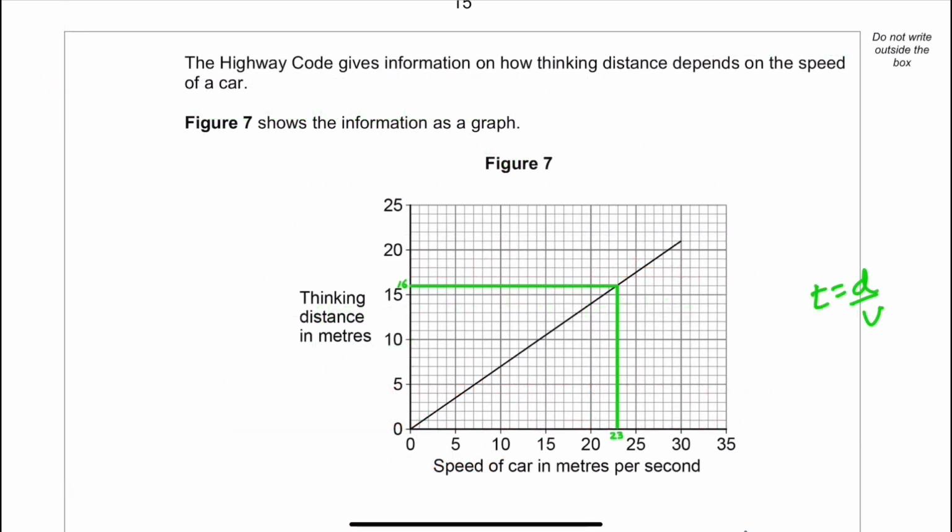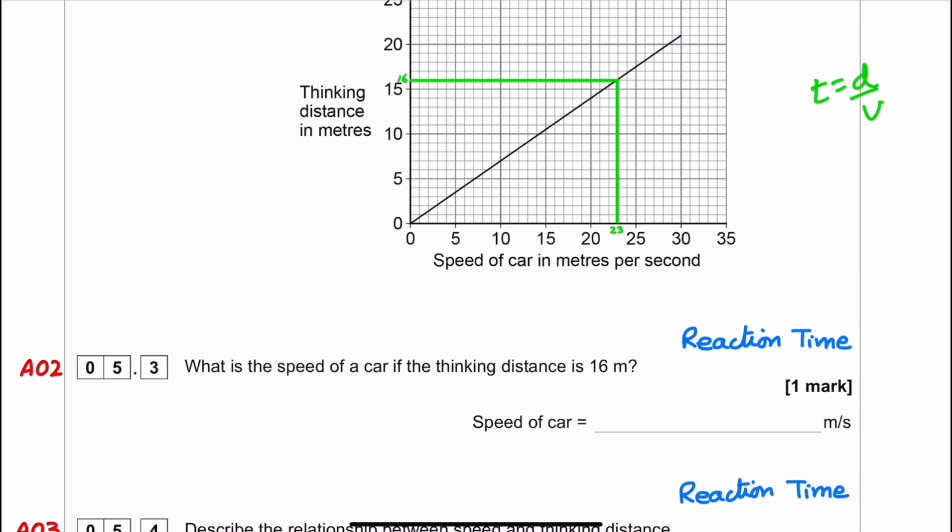The highway code gives information on how thinking distance depends on the speed of the car. Figure number 7 shows the information as a graph. The speed of the car in meters per second is along the x-axis, whereas the thinking distance in meters is along the y-axis. 5.3 is an AO2 question.